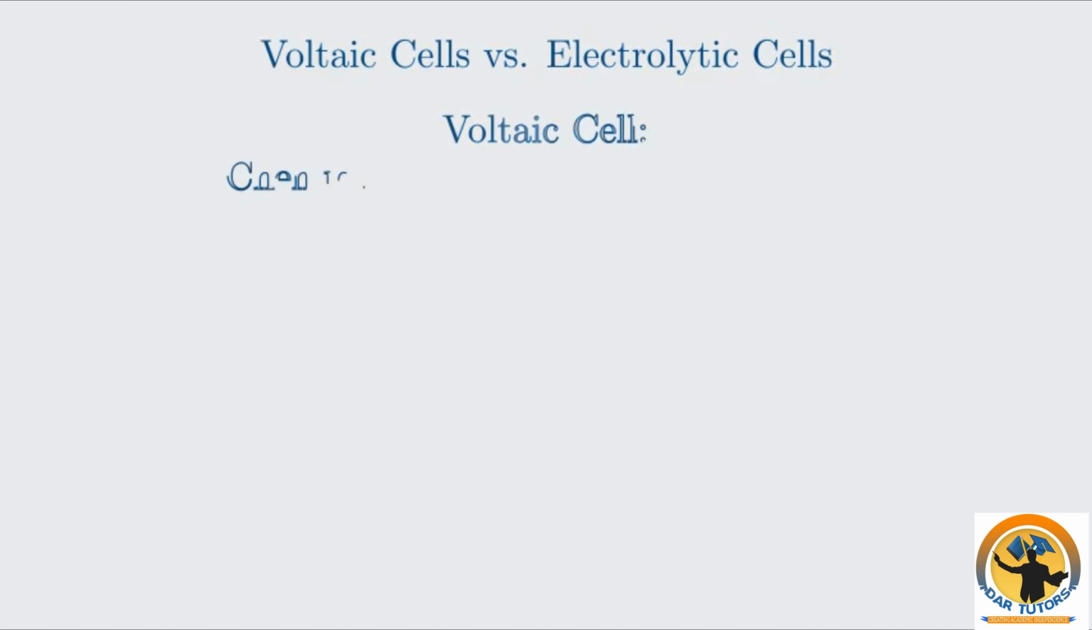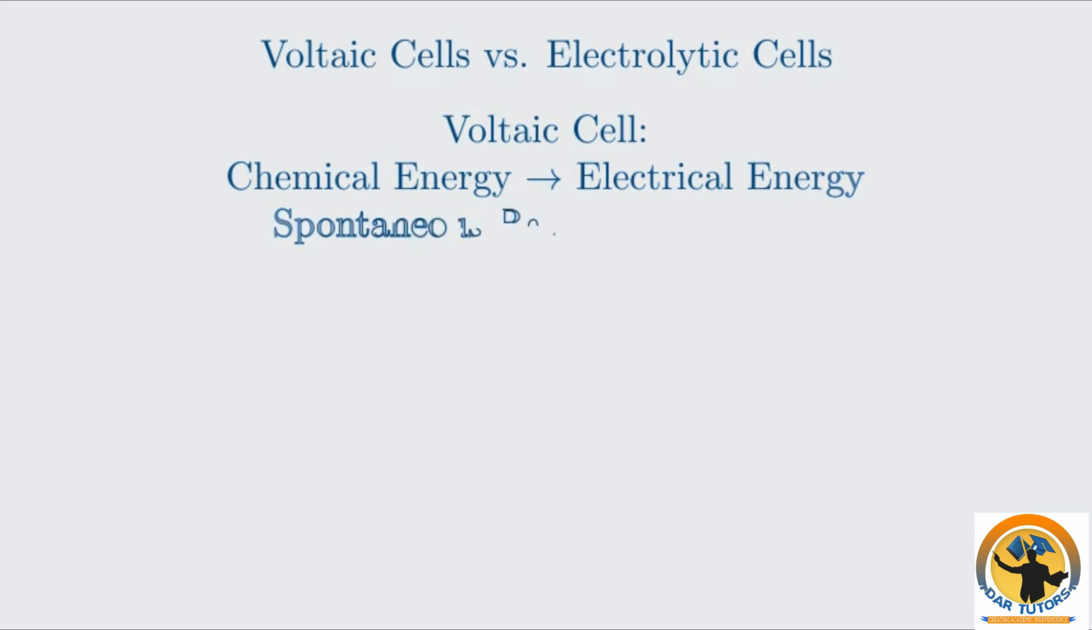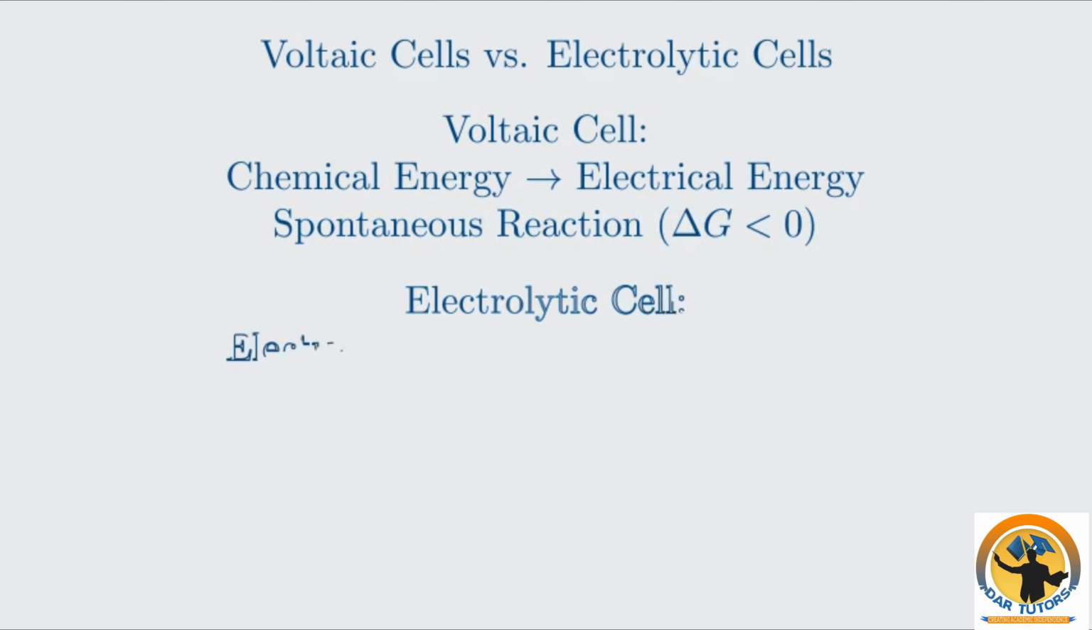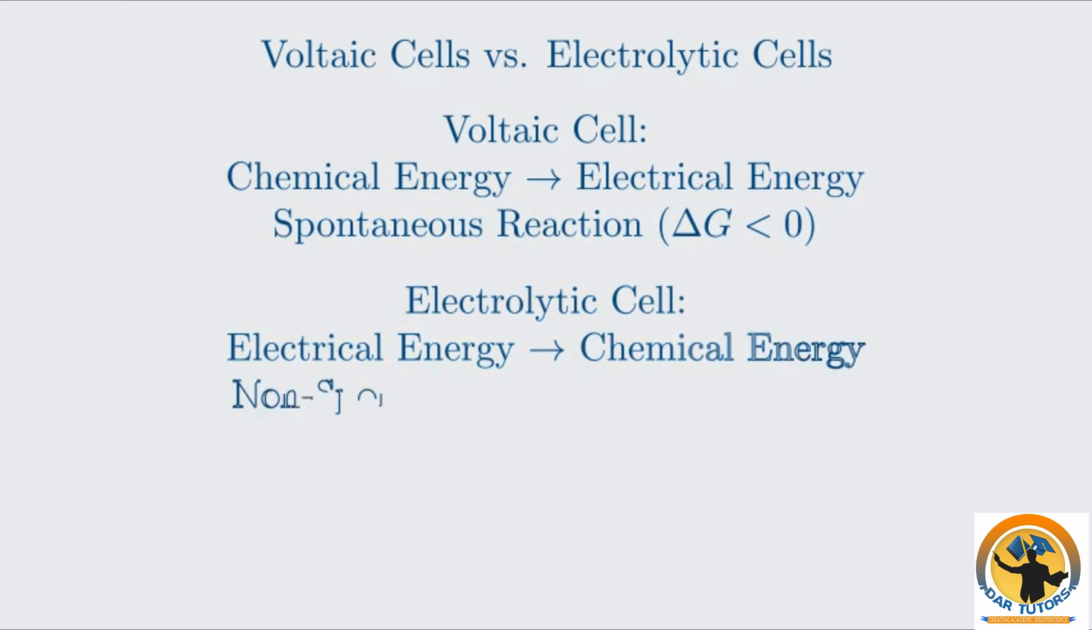We will begin by contrasting voltaic or galvanic cells with electrolytic cells. While both involve redox reactions, their fundamental functions are opposites. A voltaic cell converts chemical energy into electrical energy through a spontaneous redox reaction. This means the reaction proceeds on its own, releasing energy. Conversely, an electrolytic cell uses an external electrical energy source to drive a non-spontaneous redox reaction. Energy must be supplied for the reaction to occur, so it converts electrical energy into chemical energy.